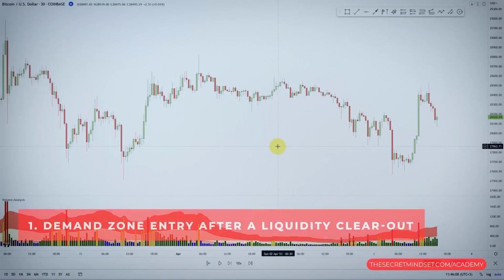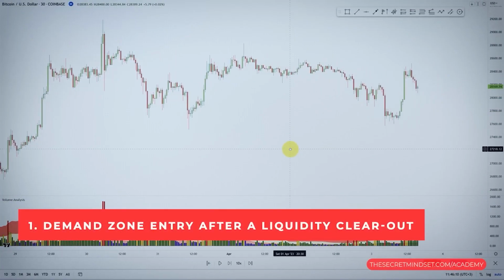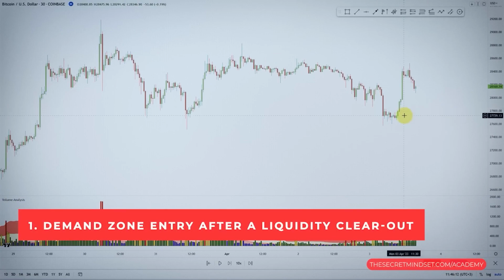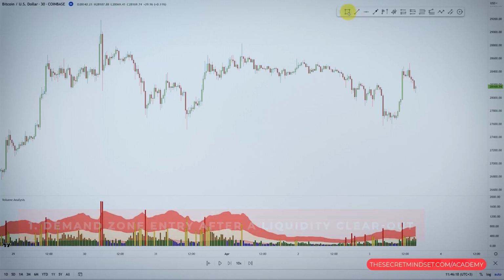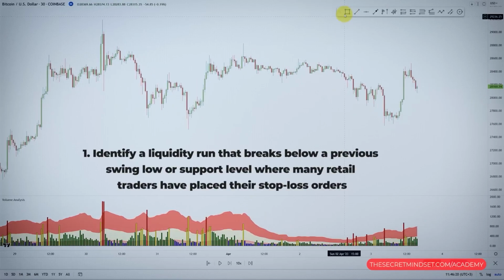My favorite way to align my positions with the ones of smart money is to trade the main zones after a liquidity clearout. You need to follow these steps. First, identify a liquidity run that breaks below a previous swing low or below a support level where many retail traders have placed their stop-loss orders.